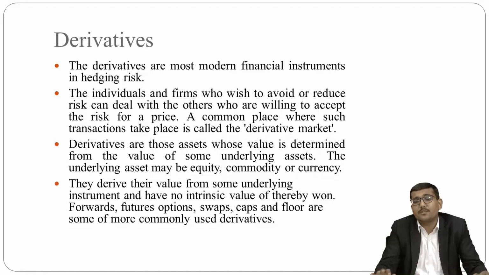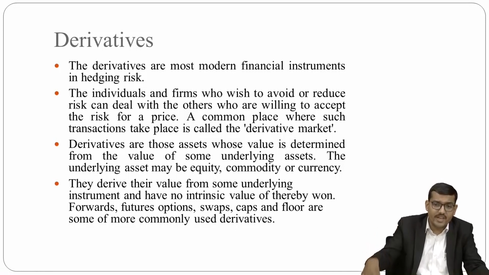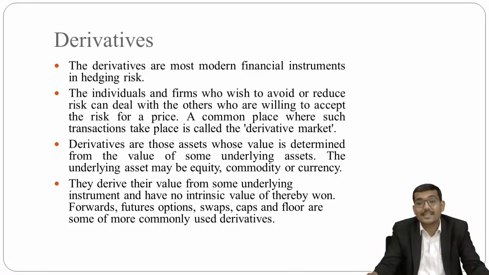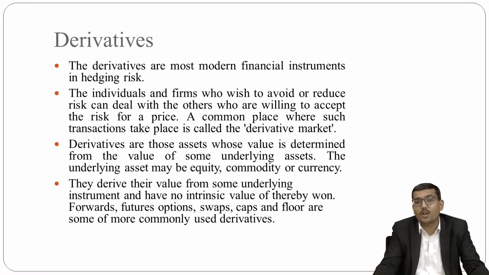Derivatives are the most modern financial instrument for hedging risk. Now there are different types of risk, as we learned in the risk and return chapter. So one of the most important financial instruments in today's modern era is the derivative. It is treated as a hedge against risk. Individuals and firms who wish to avoid or reduce risk can deal with others who are willing to accept the risk for a price. A common place where such transactions take place is called a derivative market.